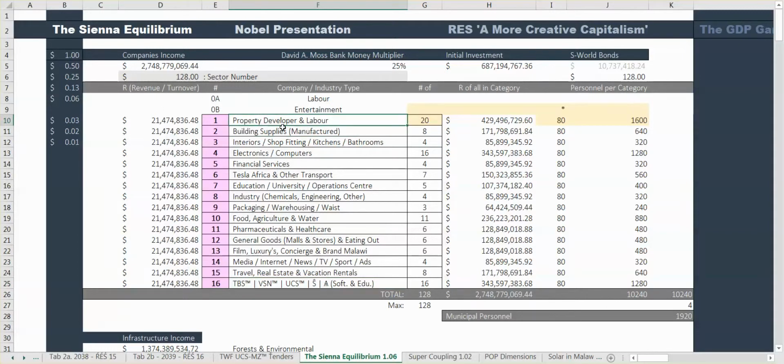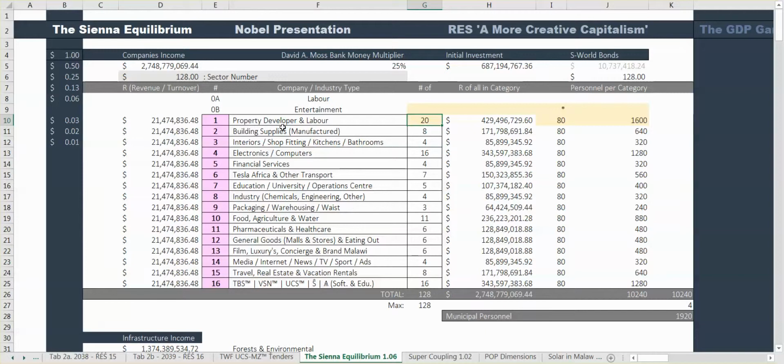Right, and then of these sectors, I've put how many different companies in that sector we should create. So, for instance, property developer and labour, 20 different companies, whereas building suppliers, 8, shops, interior fittings, shop fittings, etc., 4, and you can see it there. And this creates a total figure, and it also creates a personnel figure.